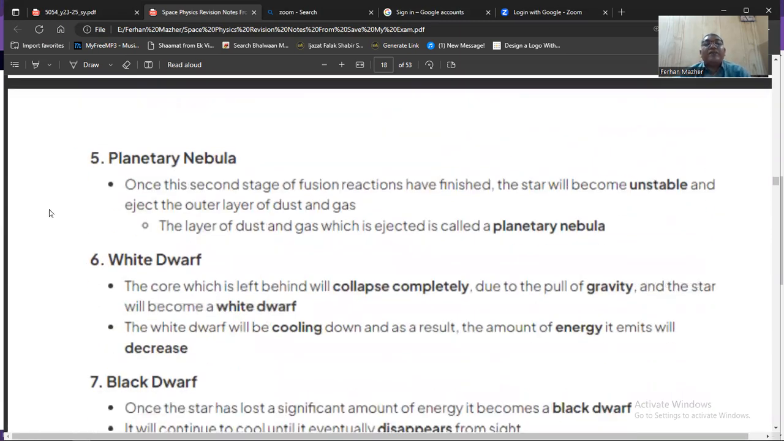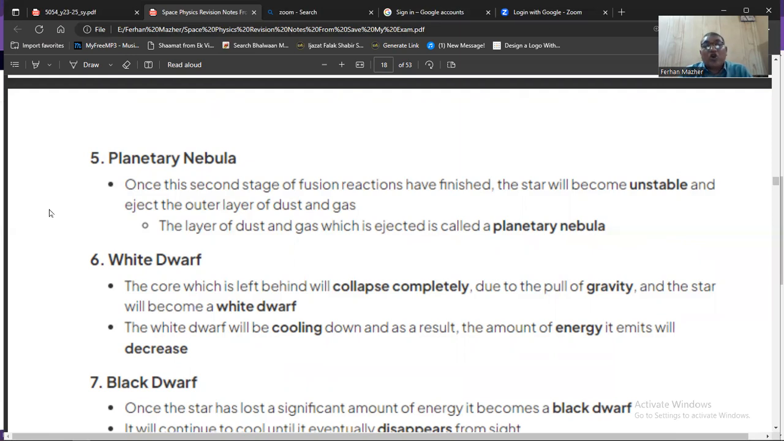So then we have the planetary nebula. Once this second stage of the fusion reactions has finished, the star will become unstable and eject the outer layer of dust and gas. This layer of dust and gas which is ejected is called a planetary nebula. Very important terms these are.